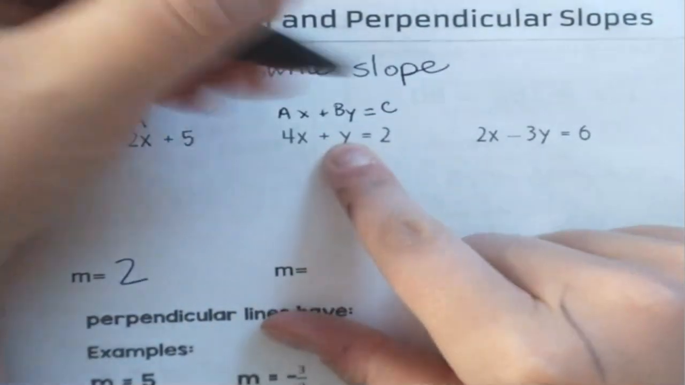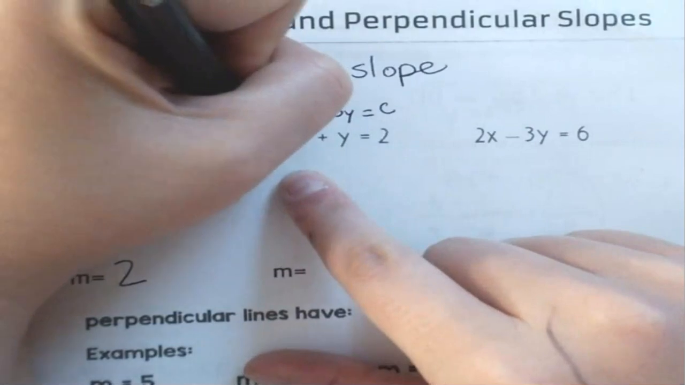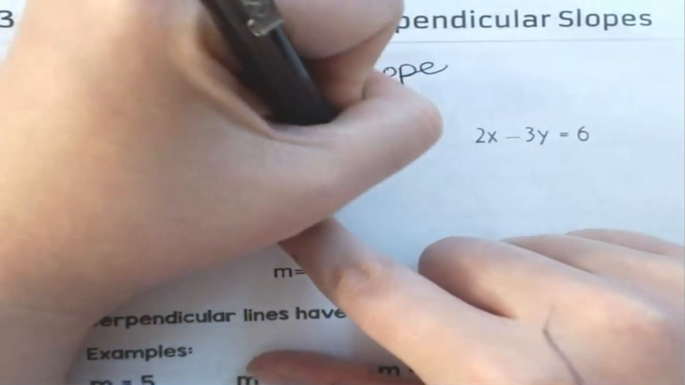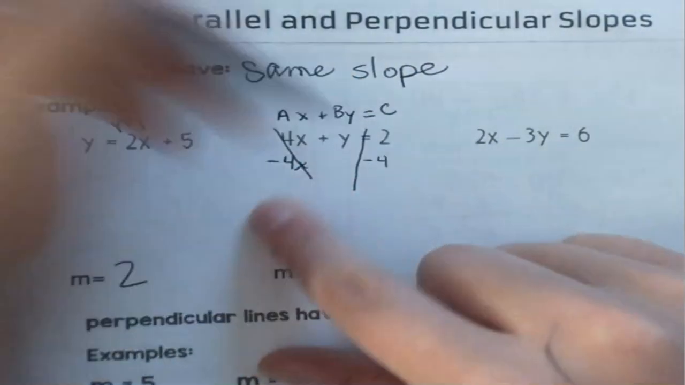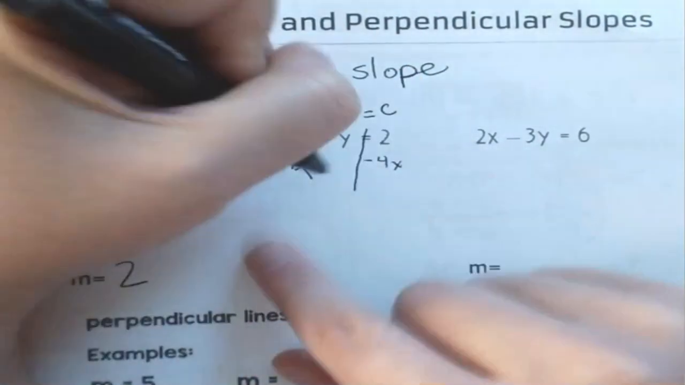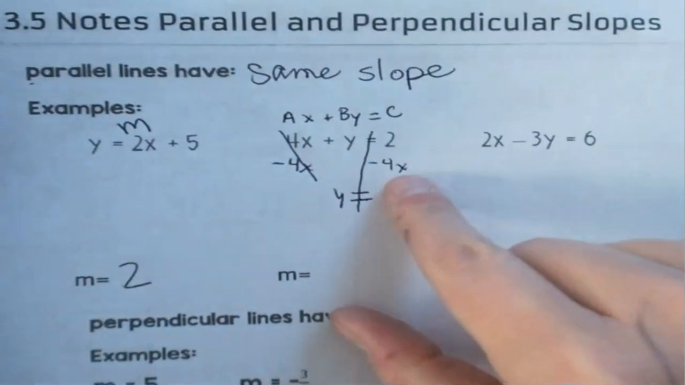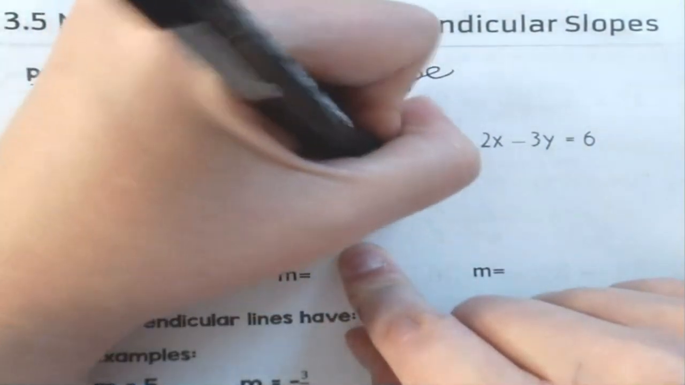We are trying to get y all by itself. So we need to ultimately switch x to the other side. So I need to get my 4x over here. I've got y on one side, and then I'm going to have my equal sign. And then I've got negative 4x plus 2.